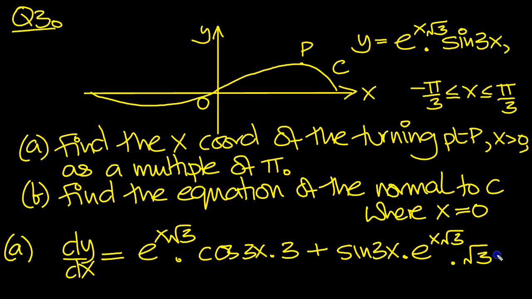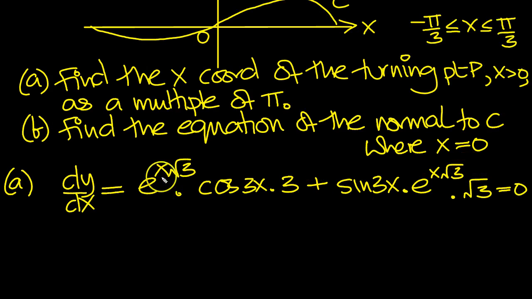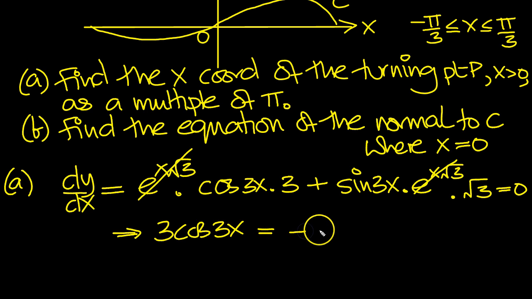Okay, the turning point will be when dy dx equals 0. So what have we got here then? Well, e to the x root 3 is non-zero, so that will cancel. And we can see that 3 cosine 3x, and then the sine 3x can come over the equals, is equal to minus root 3 sine 3x. So divide by cosine then, and see what we get.